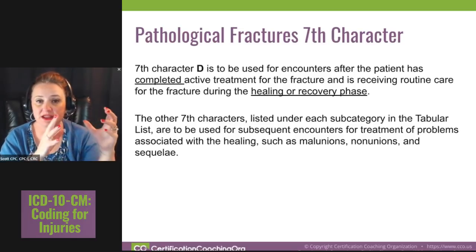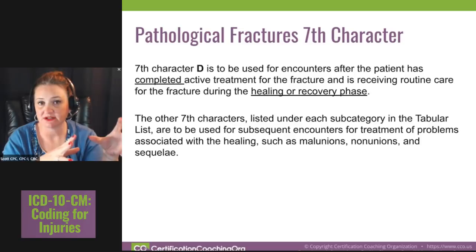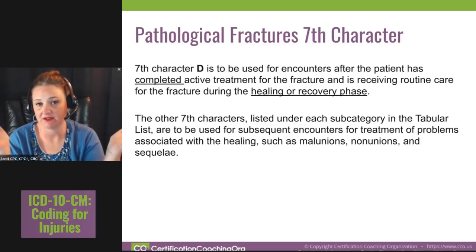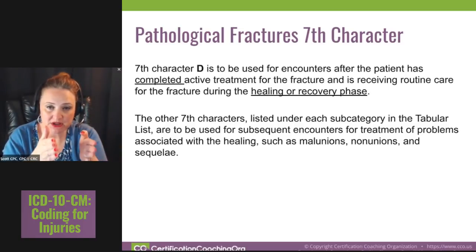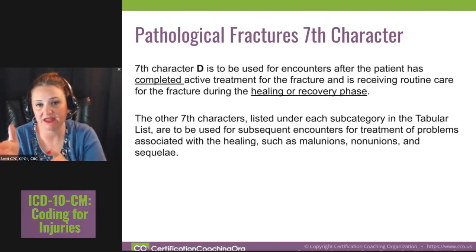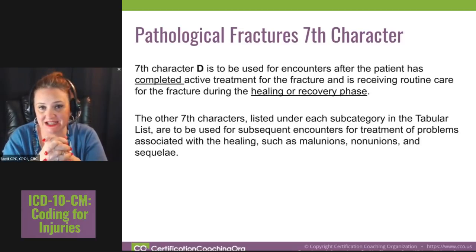Because the initial treatment is easy, right? The first time the patient's seen for a fracture, we know it's an A, but what is the determining factor that says now we're in the healing phase? And then it would be classified as a D and not an A.